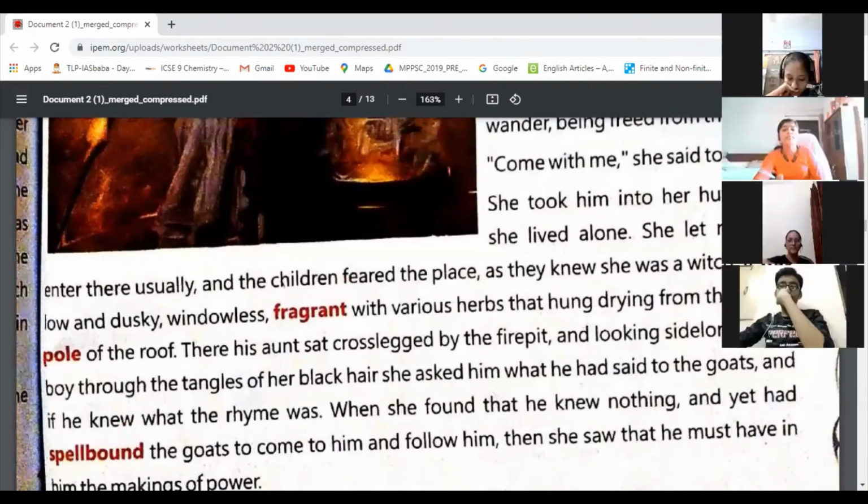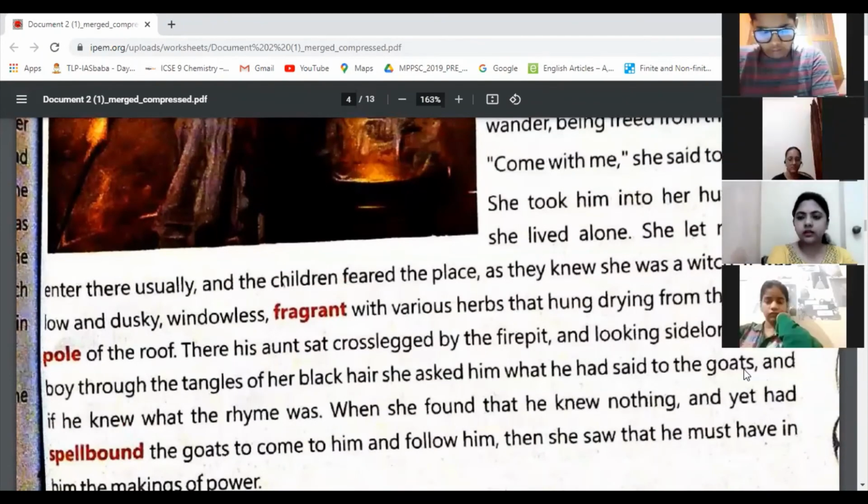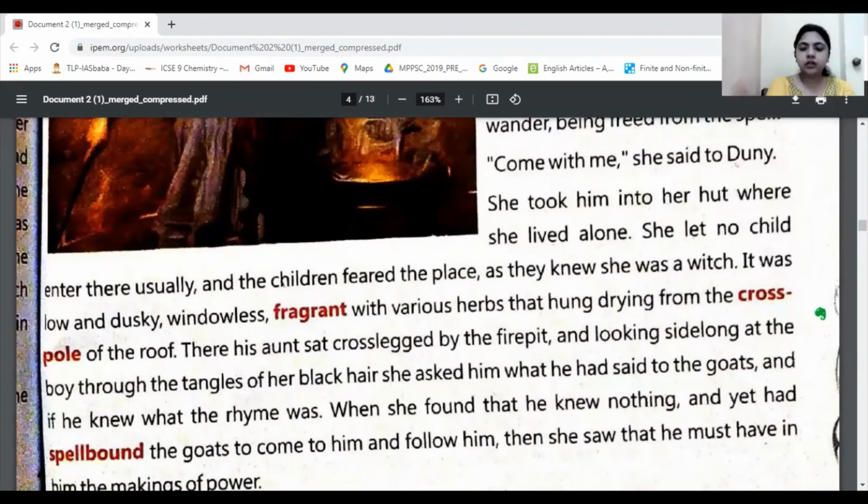So when his aunt reached there and saw Duni in trouble, she helped him, she saved him, and then she asked him to come along with her to her hut. Now that was the place where she lived. She took him into her hut, and she used to live alone over there. She did not allow any child to enter her hut usually, but it was Duni only who was invited to her house. And the children, they were afraid of the place, because they knew that that place belonged to a witch. And a witch is not someone with whom children would like to be friendly.